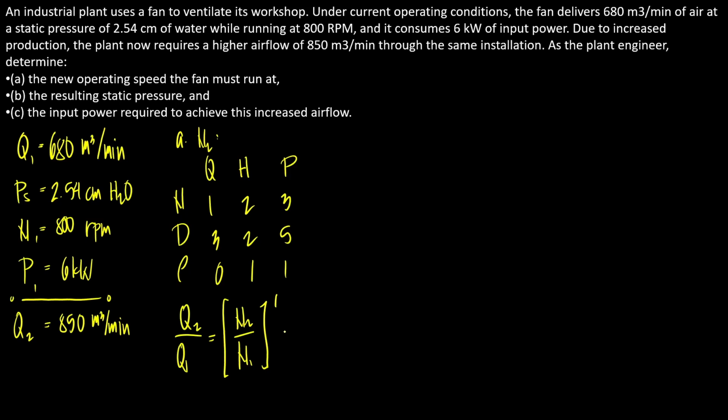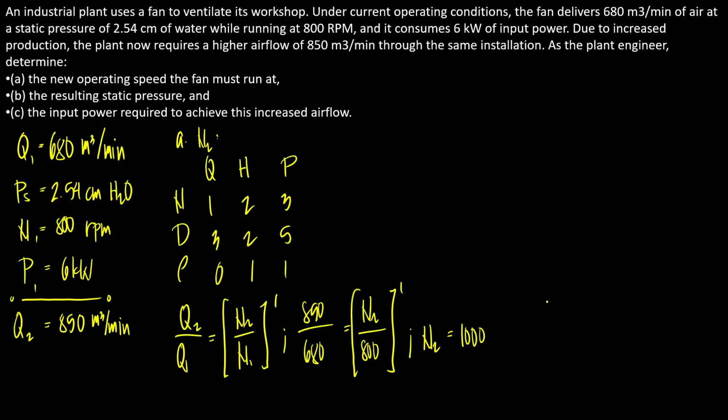So here we have Q2 of 850 and Q1 of 680. Then N2, which is the missing one, and N1, which is 800. So we have the exponent 1. Then our answer should be 850 over 680, multiplied by 800. So we have 1000 RPM.